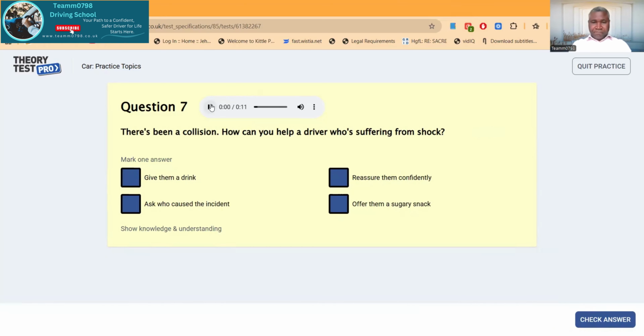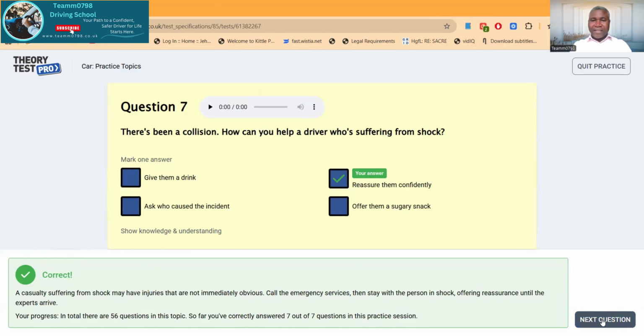There's been a collision. How can you help a driver who's suffering from shock? Give them a drink, reassure them confidently, ask who caused the incident, offer them a sugary snack. It's the same question being repeated. Reassure them confidently.